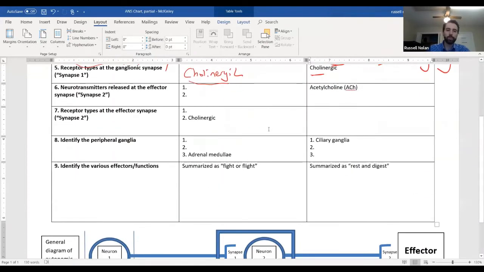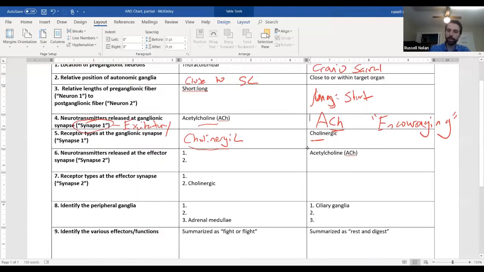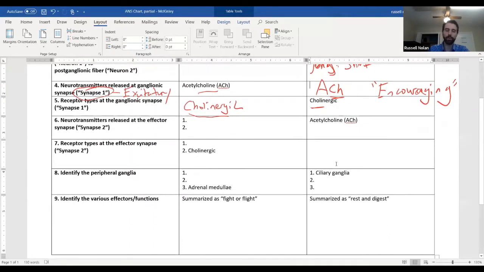Okay, so now we get to row 6, neurotransmitters released at the effector synapse. We already see that in parasympathetic, synapse 1 was acetylcholine, and parasympathetic synapse 2 is acetylcholine. What do we see in the sympathetic division? We see norepinephrine. Does your book just have epinephrine and norepinephrine and acetylcholine? Yeah. So let's do this.